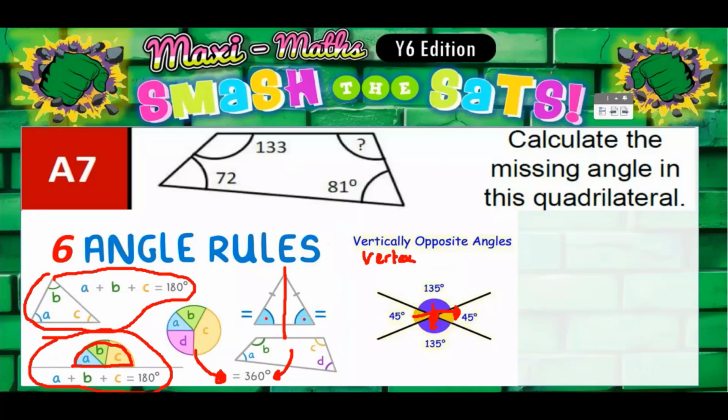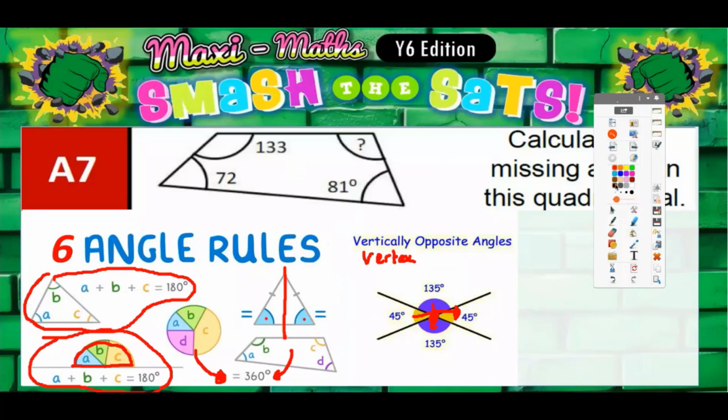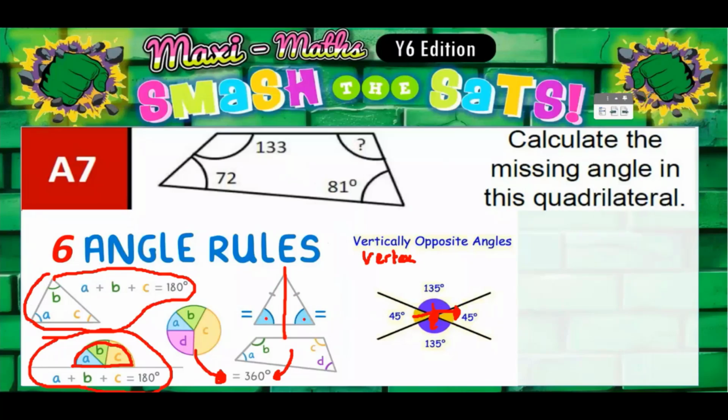So which of these angle rules are we talking about here? Well, we are clearly talking about this quadrilateral, so it's this one down here that adds up to 360. We're trying to find the missing angle to make it add up to 360. So the best thing to do is add up what we've got so far. So we've got 133 plus 81 plus 72.